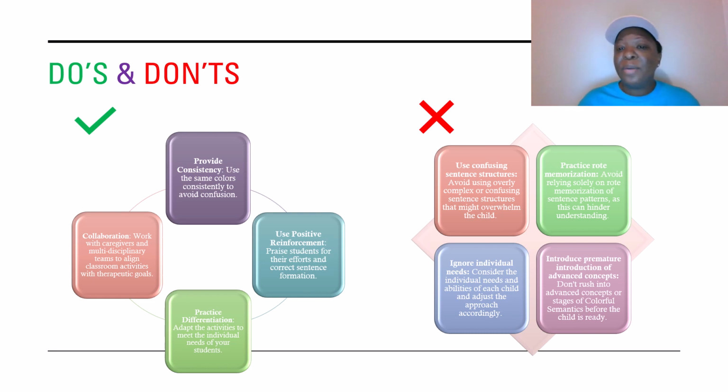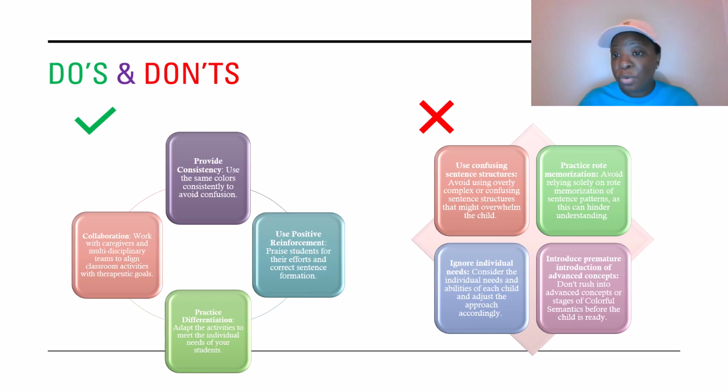A few don'ts. We don't want to use confusing sentence structures. We don't want to ramble on about the sentence structure. We don't want to implement auxiliary verbs before they're ready, conjunctions, things like that. Depending on the age level, we want to keep it as simple as possible. We want to take the sentence structure through levels and build on these skills. Using overly complex or confusing sentence structures might overwhelm the child.